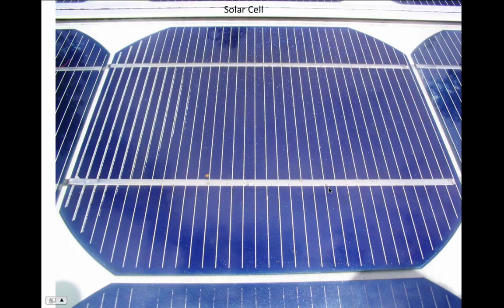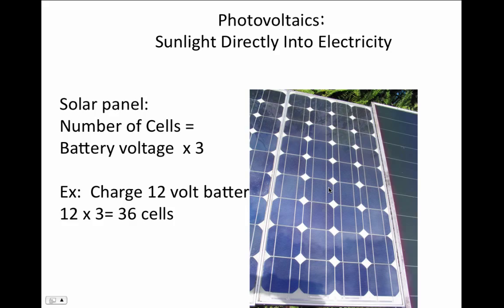Let's say you have a cell that puts out 1 amp. If you have a cell that's twice as big, it'll put out 2 amps. Each silicon solar cell puts out about a half a volt, no matter how big it is. A solar panel is made up of a bunch of solar cells put into a package. Let's say you want to charge batteries with this system; the rule of thumb for the number of cells you need is roughly the battery voltage times 3. For example, to charge a 12-volt battery, you would need 12 times 3, or 36 cells.